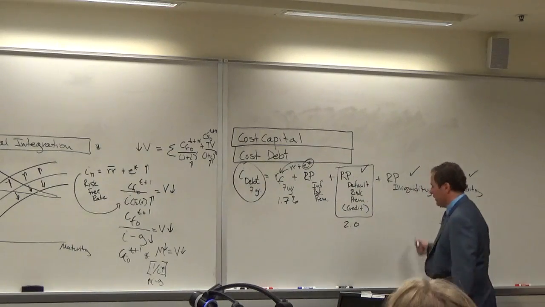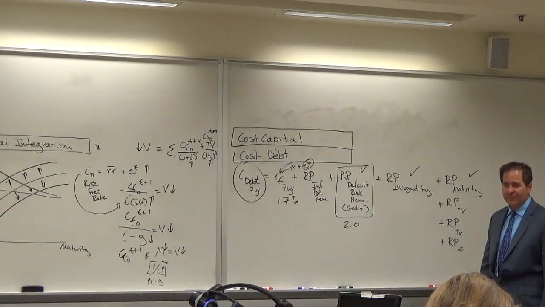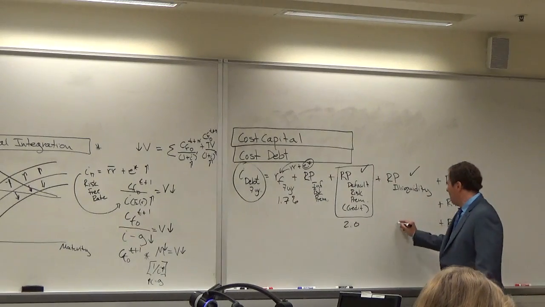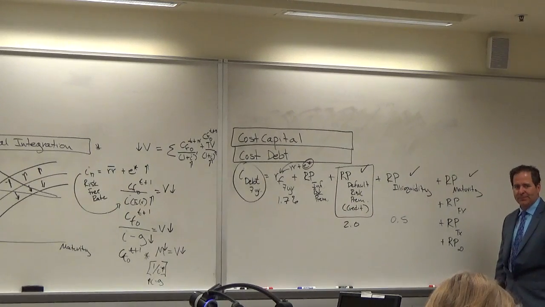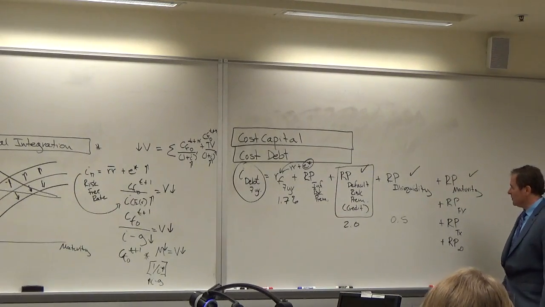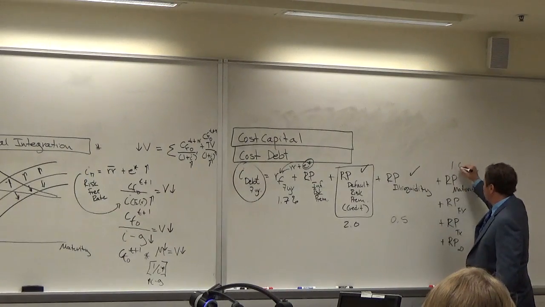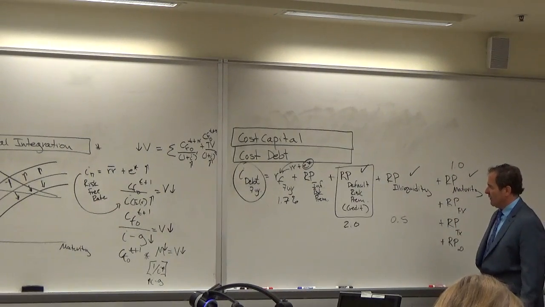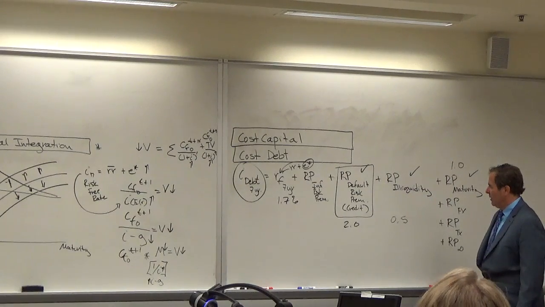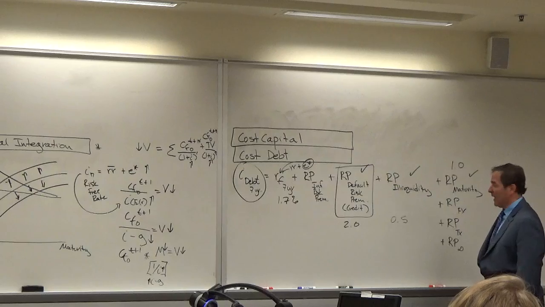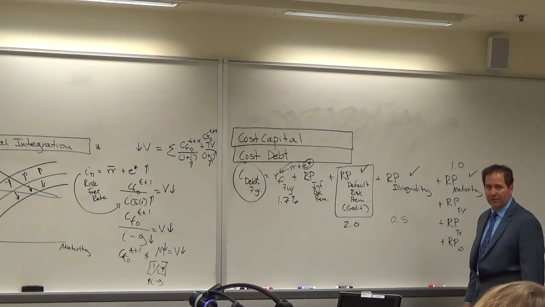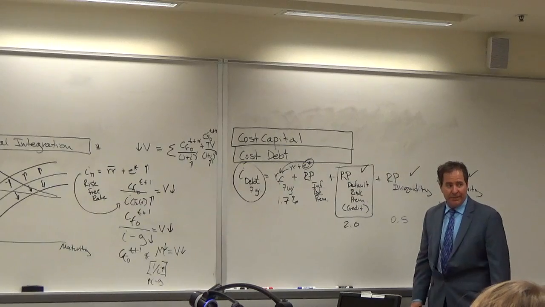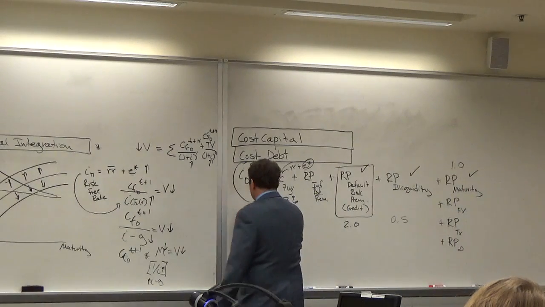Okay. What about the illiquidity risk premium? 0.5, and the maturity, 1. Okay, so what do we got? 1.7, 1, 2, 3, 4.2, 5. Is that right? 5.2? Is everybody getting that? Okay. So we got 5.2.